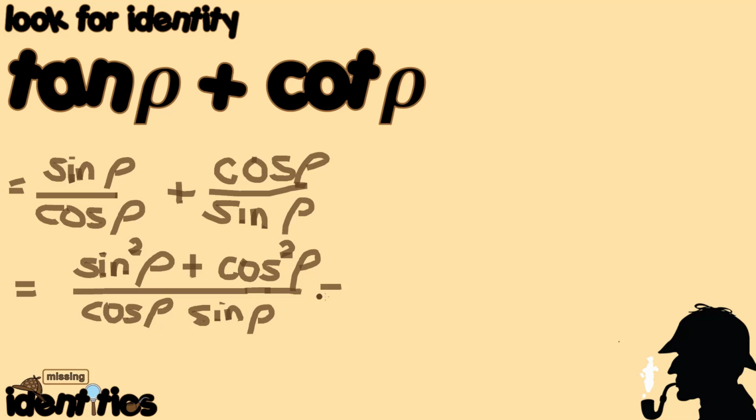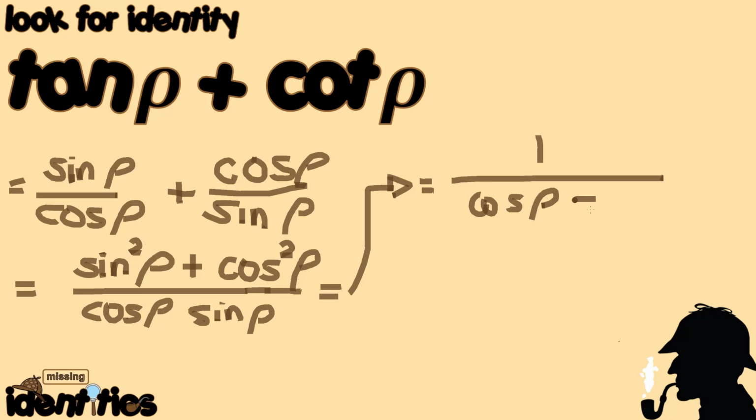Let's continue here, or let's move it up a little bit here. Since our numerator is the sum of the squares of sine and cosine rho, this is actually equivalent to one of the fundamental identities in trigonometry. The square of sine rho, or even if it's not rho, theta, alpha, or any other variables, the square of sine plus the square of cosine is just equal to 1. So we have 1 over your denominator of cosine rho and sine rho.